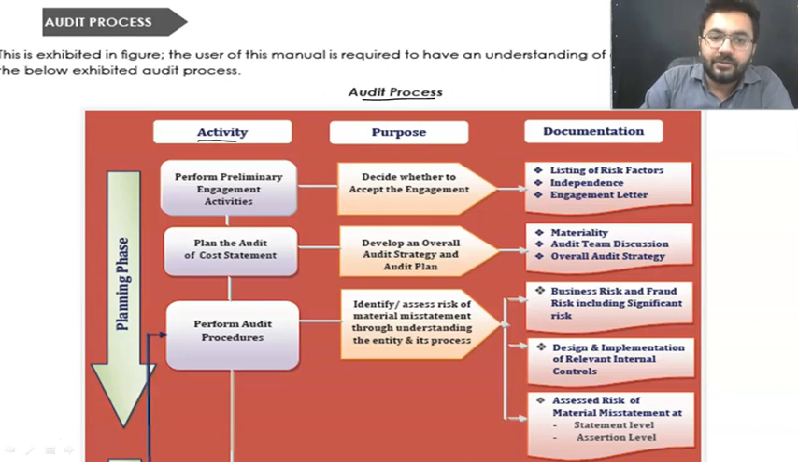The activity is over there. What kind of activities are going to be there? See, the very first is the planning phase. The planning phase means you are first of all going to plan things, and after that we are going to find out what is the purpose of such planning. Your planning phase includes these two parts. First of all, you are going to find out the preliminary engagement activities.